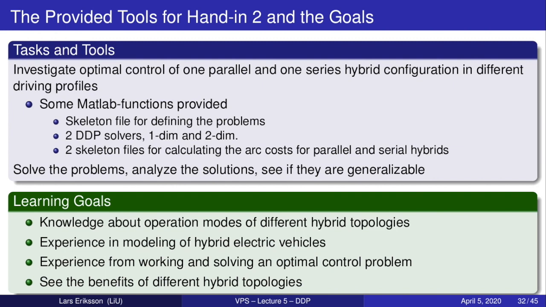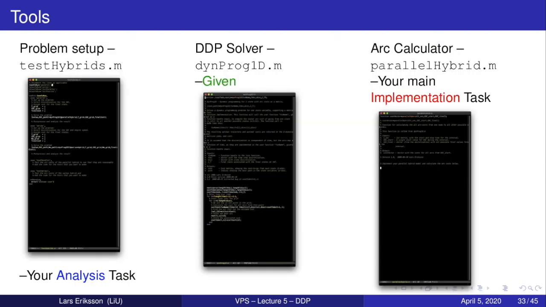The learning goals with the hand-in assignment are to get knowledge about operation modes of different hybrid topologies. You'll get more experience in modeling of hybrid electric vehicles by building models for electric machines, batteries, and combustion engines, and using these for optimization. In the process, you will also get experience in solving an optimal control problem, and you will see the benefits of different hybrid topologies and that there are opportunities in getting a good fuel consumption.